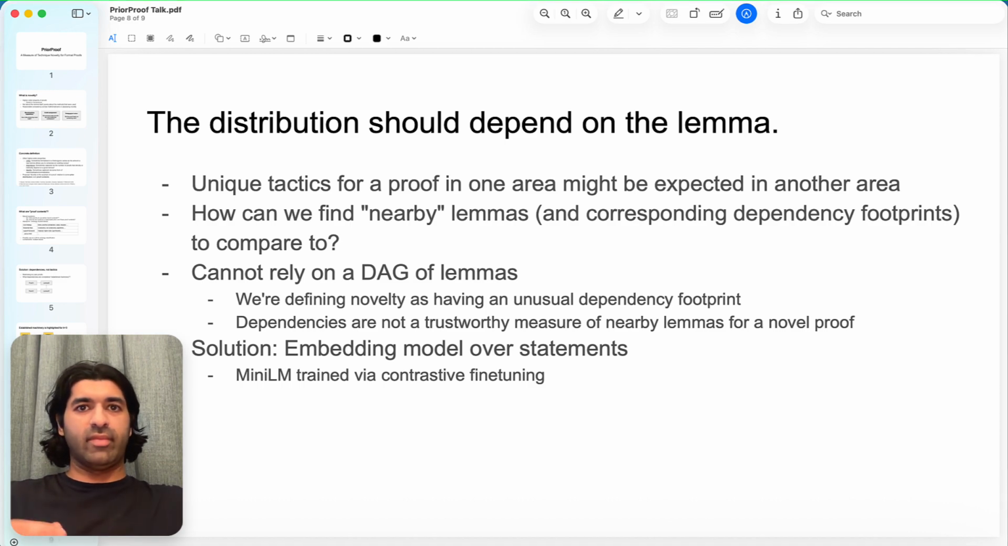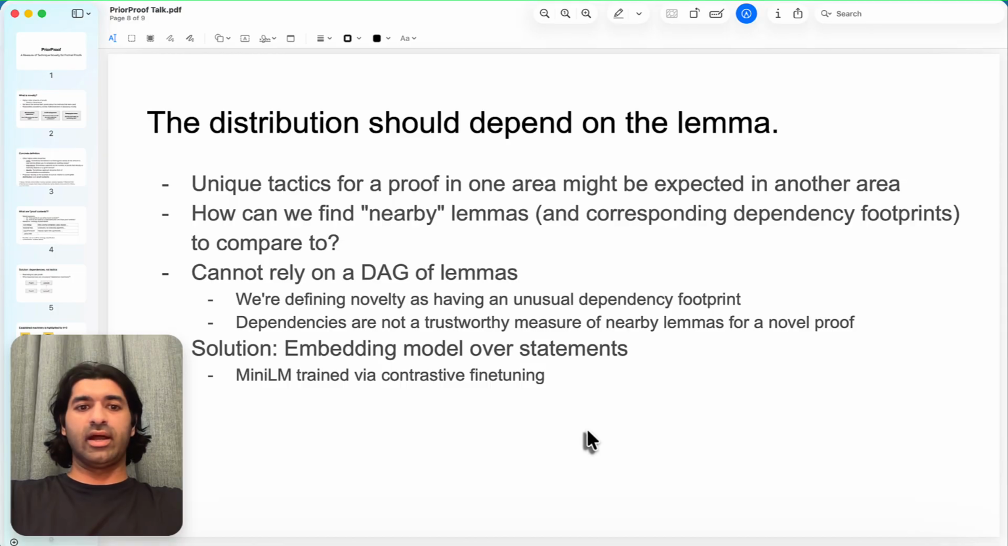So the actual area of math matters, and we need some way of selecting some neighbors of the lemma to have some valid distribution to compare against. One way that you might think to collect those neighbors is just by constructing a DAG of dependencies across all of the lemmas, and then you would sample the neighbors from there. But that's sort of circular, because in the case of a novel proof, we're basically saying that those dependencies are going to be very unusual. So its neighbors, based on its dependencies, are not going to be an accurate representation of proofs that we would expect to be similar. So instead, the way that I solve it is I train this embedding model.